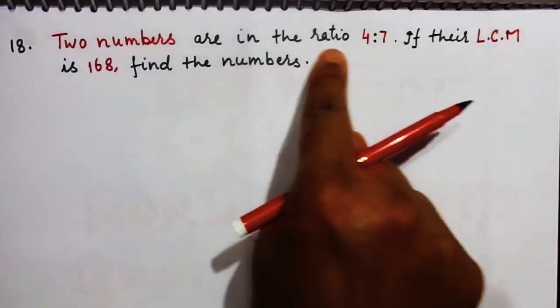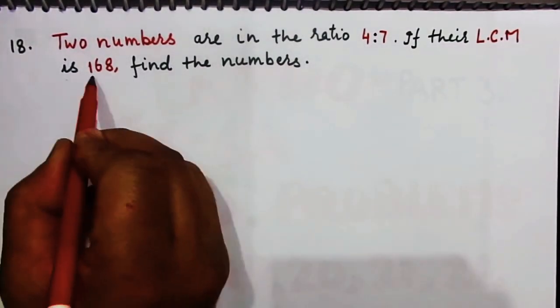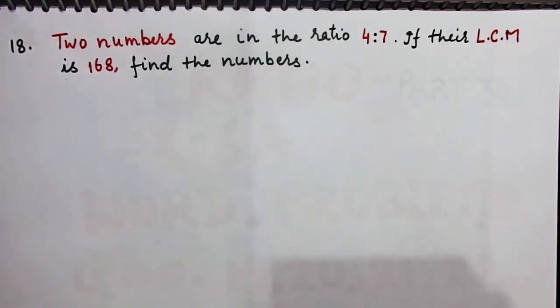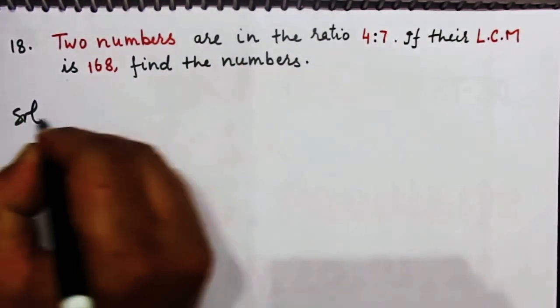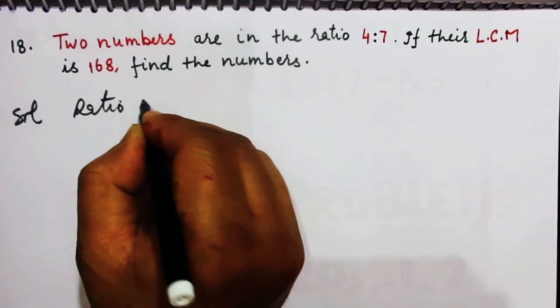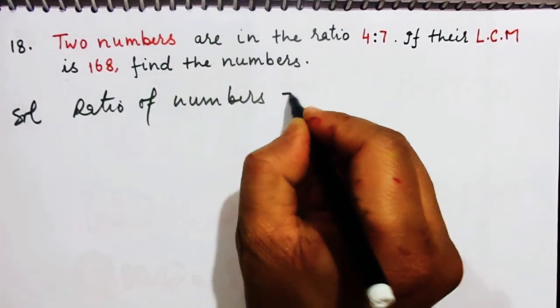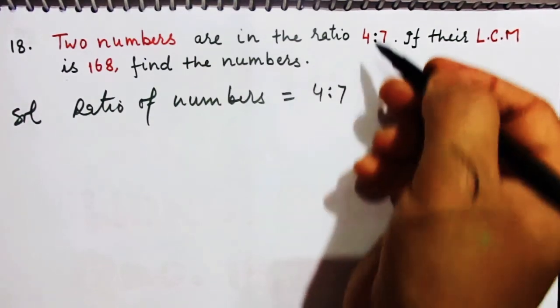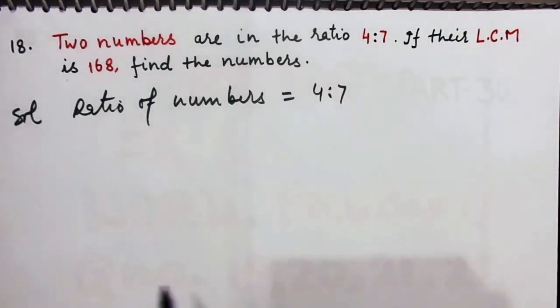Two numbers are in the ratio 4:7. If their LCM is 168, it means they have not given the numbers also. So if they have not given the numbers, naturally I will have to create the numbers. The solution: ratio of numbers is equal to 4:7. They are already given. I have written it over here.